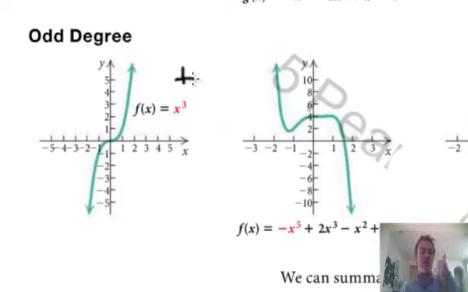Odd degrees: a positive one rises to the right. It's going up that way as x goes to infinity, and it goes down as it goes to the left, to negative infinity. That's a positive one. Look at the negative odd. Okay, this one's going the opposite way. It's rising to the left and falling to the right.